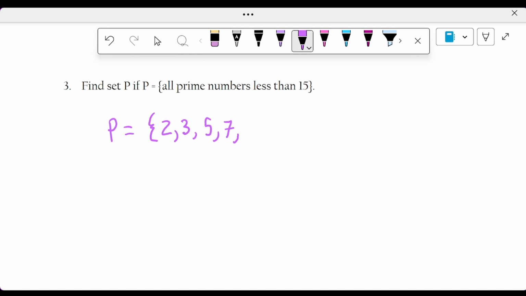11 is a prime number. 12 can be divided by 6 and 2. 13 is a prime number. 14 can be divided by 7 and 2. And it's less than 15, so we actually don't need a comma there. And this is the set.